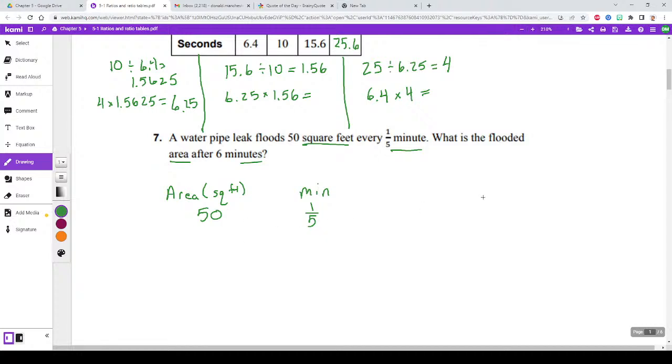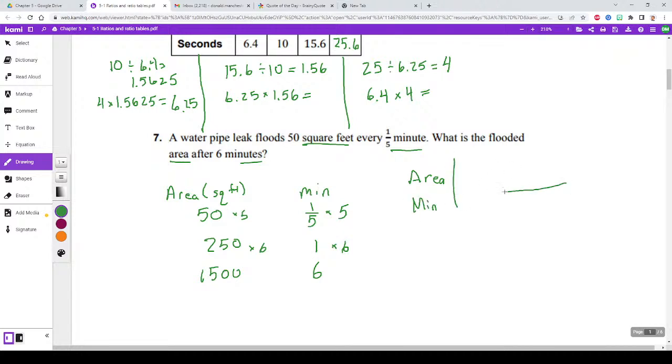So I wrote it out this way because we can do this problem in one of two ways. We could do it like this, where we stop and go, okay, well, if I could turn the 1/5 to a 1, then I could start just getting to 6 afterwards. So we could just go times 5 here and times 5 here. That would give us 250 here, and then it'll give us 1 here. And then we times by 6 to get the 6 minutes, and we times the 250 by 6 to get 1,500 square feet.